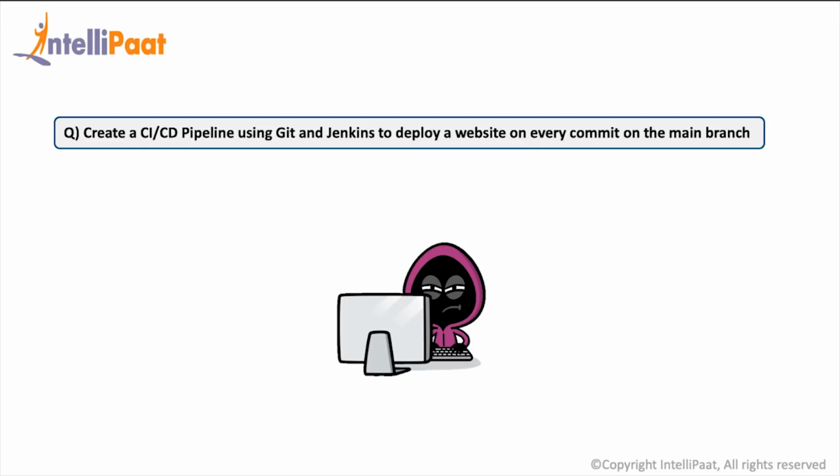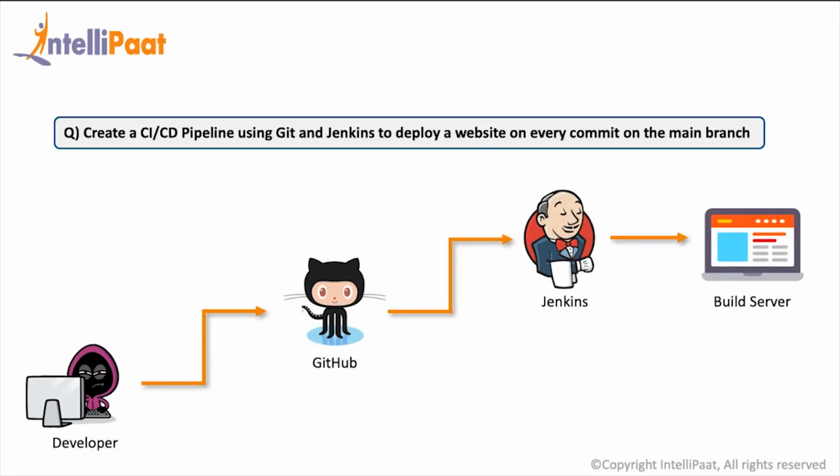But before going ahead, let's see what the architecture for this kind of thing is. This is how the whole thing is going to work. The developer is going to commit the code to GitHub. Once GitHub sees a change in the branch that we mentioned, it is going to trigger Jenkins, which in turn will take the website from the GitHub repository and push it onto the build server on which we want the website to be deployed. All right, sounds awesome. Great. Now let's go ahead and do this demo.